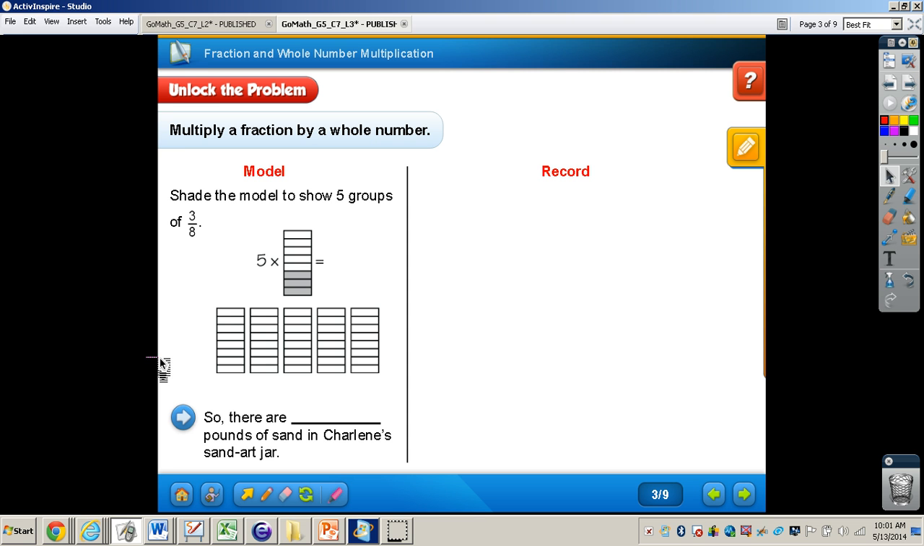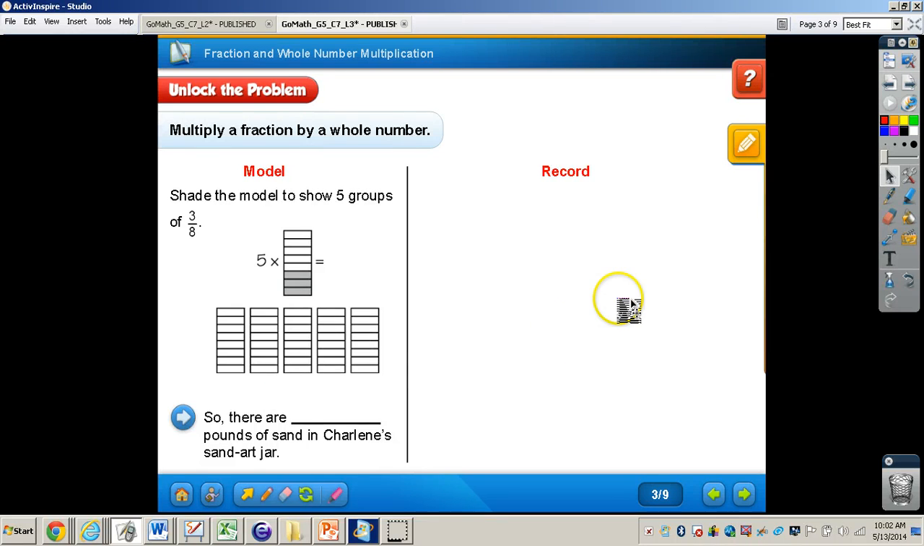Okay, so a couple questions that we want to figure out. First of all, how many bags of colored sand are there? Now we know from this problem that there are actually 5 1-pound bags. So we're multiplying 5 times 3/8, and all of these rectangles here actually represent the 5 1-pound bags. Now what we need to do is shade in 3/8 of each 1-pound bag. Now, why 3/8 of a 1-pound bag? Because Charlene is going to use 3/8 pounds of each bag to create a colorful sand art jar.